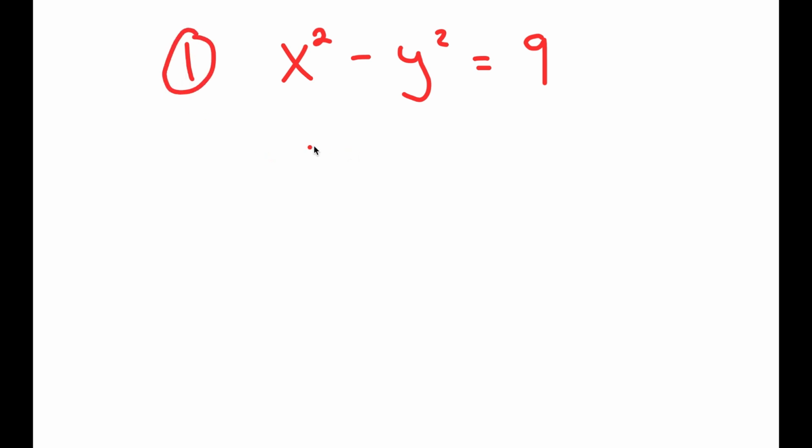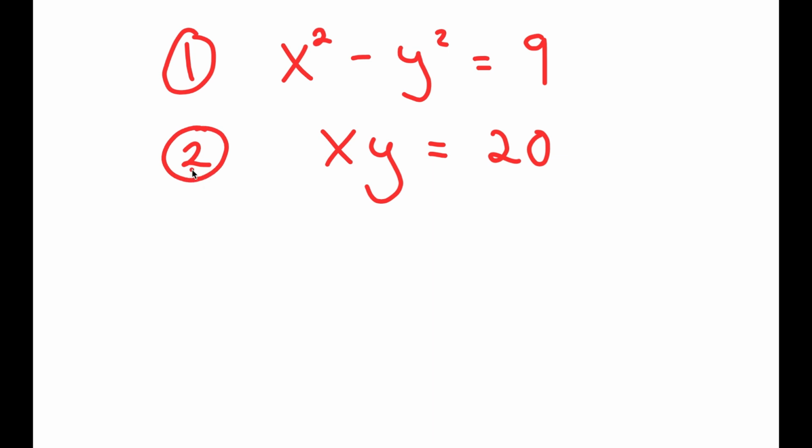Alright, so in this video, I'm going to solve a system of equations. The first equation I have is x squared minus y squared is equal to 9. I'm going to label this equation 1. For the second equation, I have x times y is equal to 20. I'm going to label this equation 2. I want to use these two equations to find the value of x plus y.